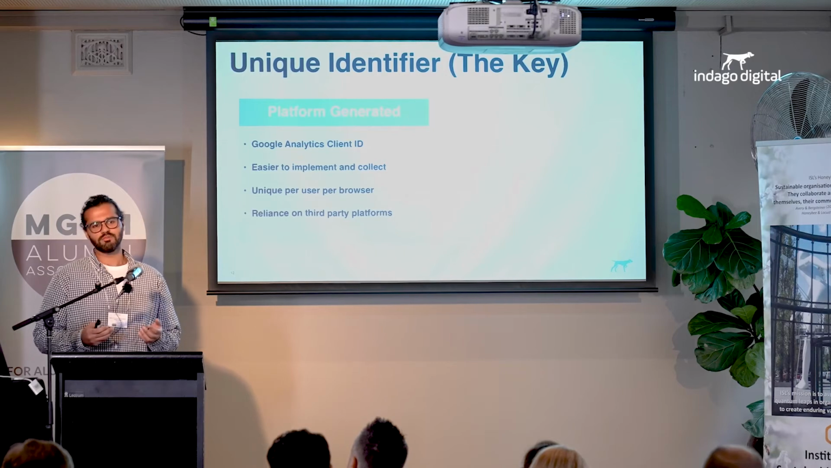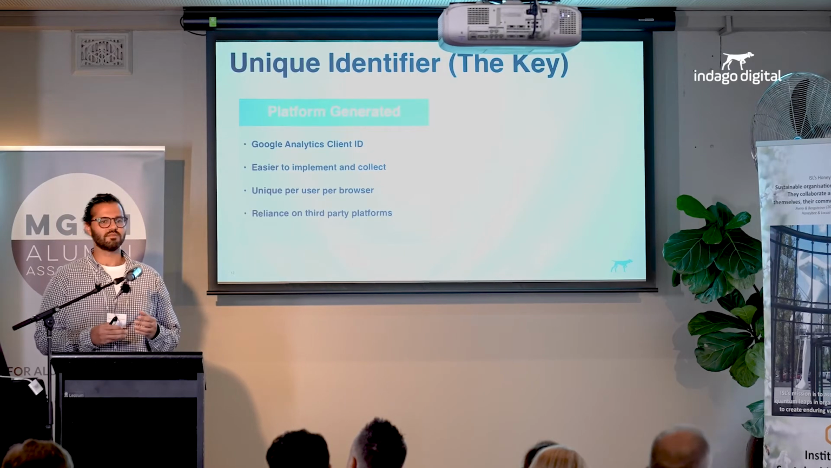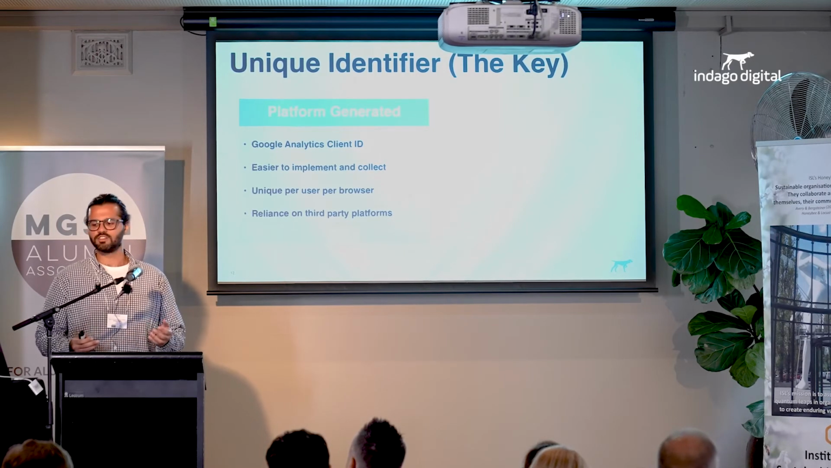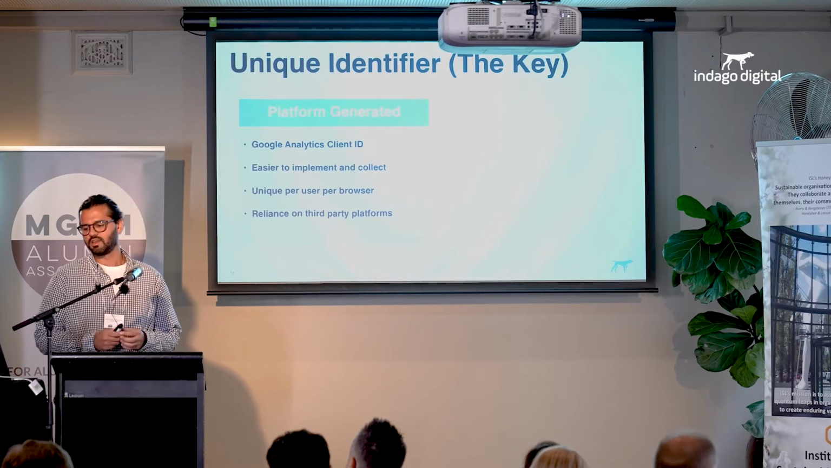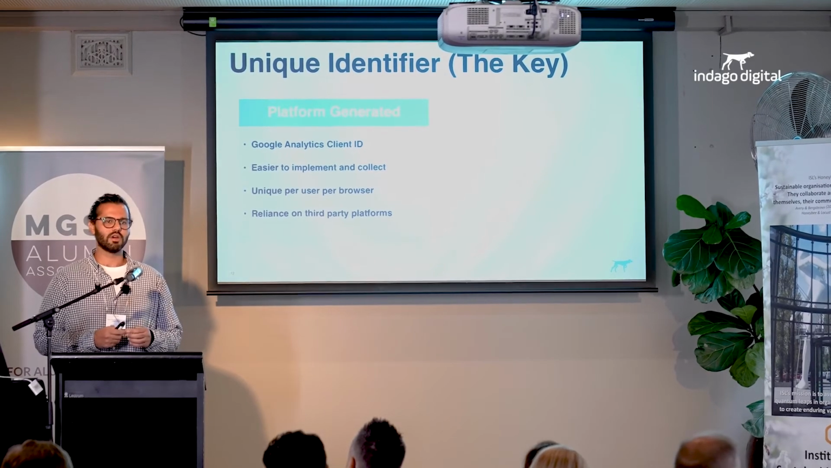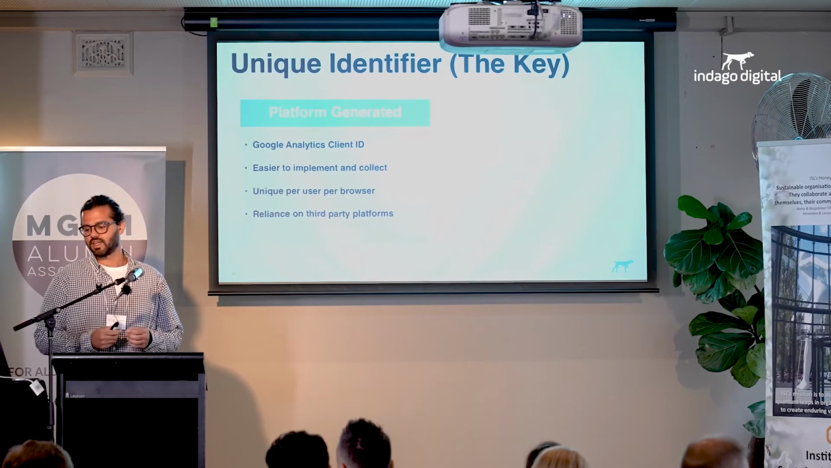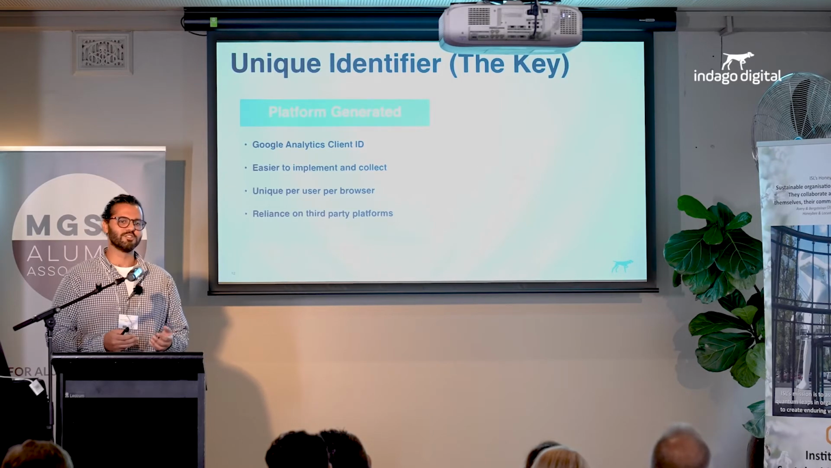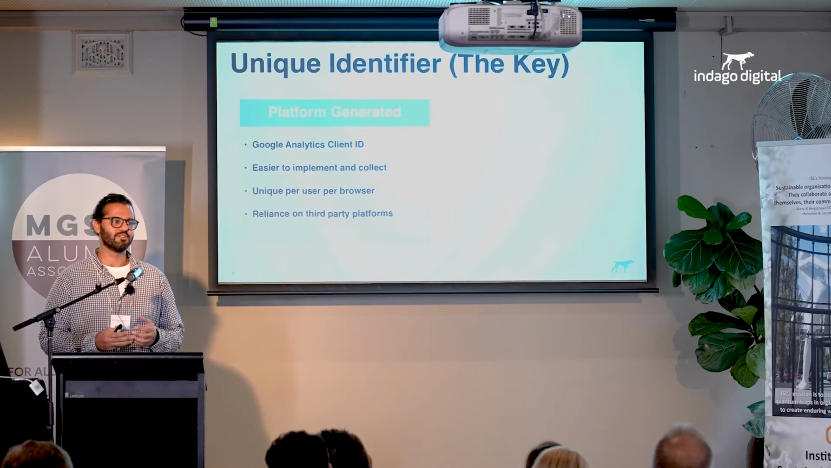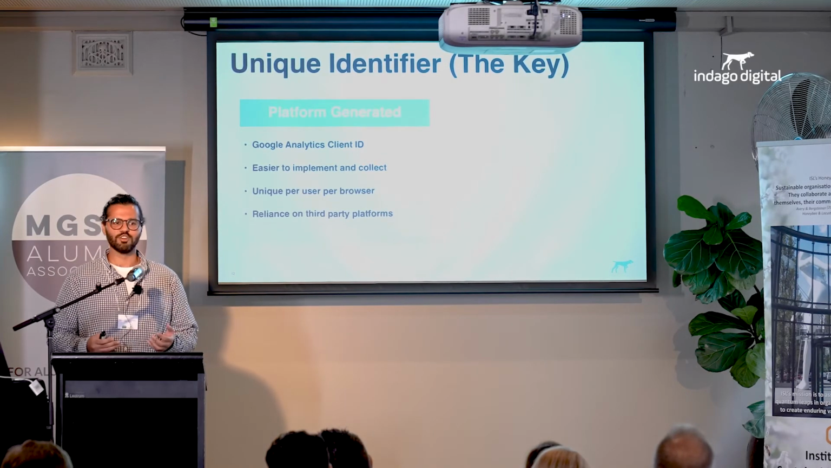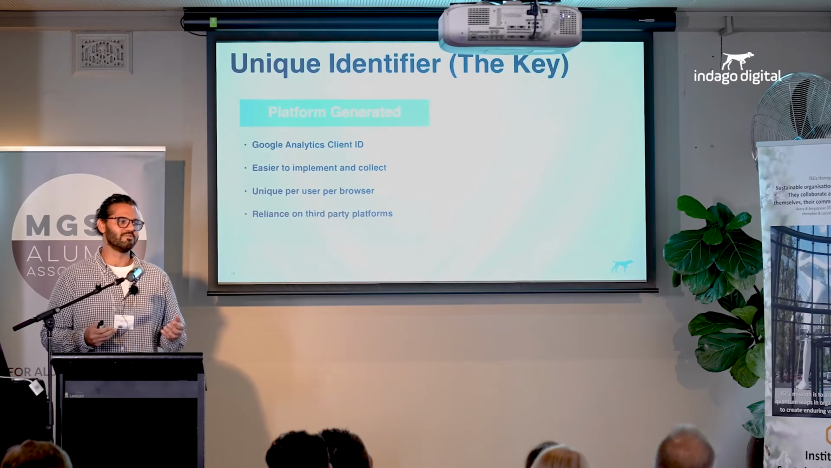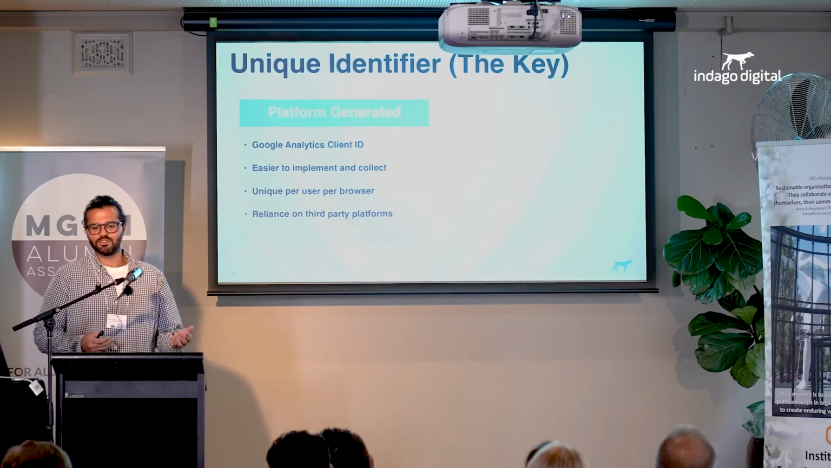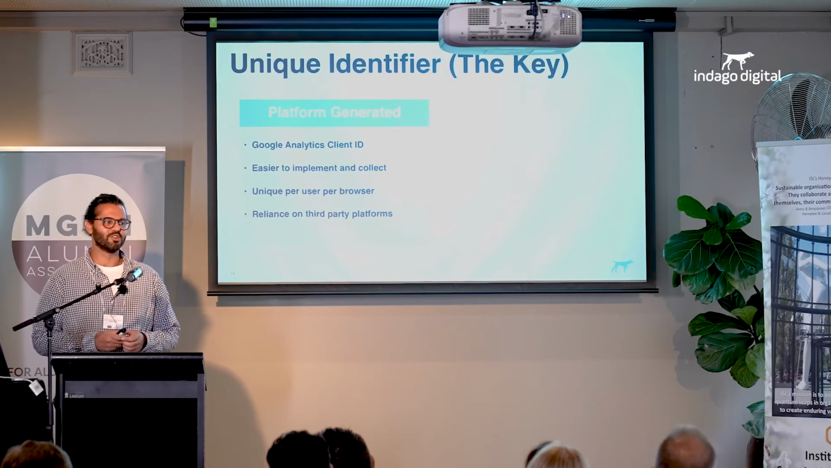It's unique per user, per browser, so there might be some inaccuracies in how the data is matched, but it gives you a very good match rate actually. I guess one of the big downfalls of the system is obviously you're relying on a third-party platform for something that's very key to your business. So if Google tomorrow says that we're not going to use client IDs and we're going to use something else, then your implementation is going to be in trouble.